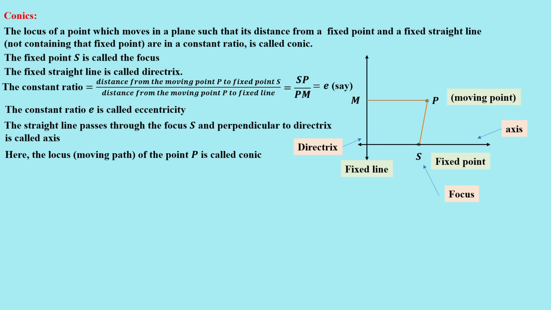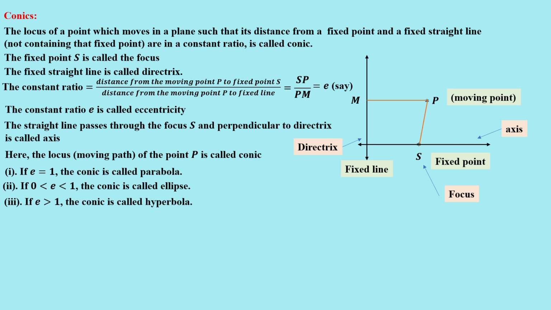Here the locus, that is the moving path of the point P, is called the conic. So if E is equal to 1, the conic is called a parabola. If E lies between 0 and 1, the conic is called an ellipse. If E is greater than 1, the conic is called a hyperbola.